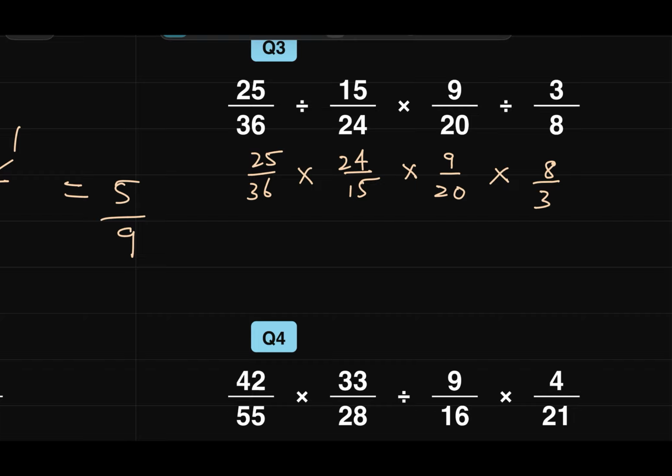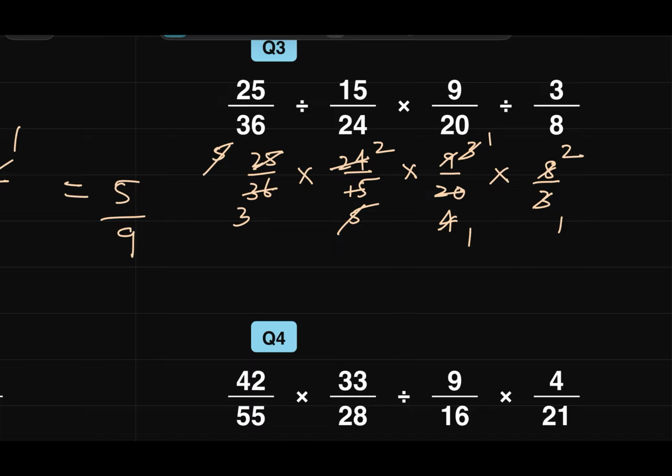Now treat this as multiplication. 5 fives are 25, 5 fours are 20. Anything I can choose provided one is numerator and one is denominator. I'm going to straight away divide this by 12. Now 12 twos are 24, 12 threes are 36. 3 threes are 9, 3 fives are 15, 3 ones are 3, 3 ones are 3, 4 ones are 4, 4. Too much of cancellation is happening, guys. This will go and this will go. 5 ones are 5, 5 ones are 5.